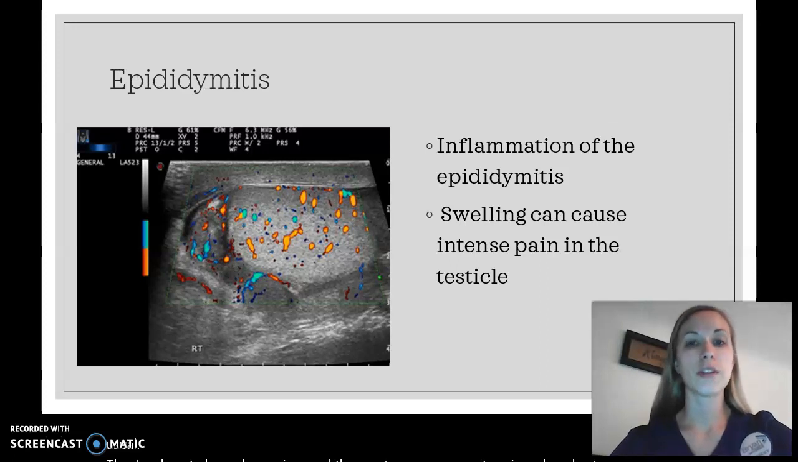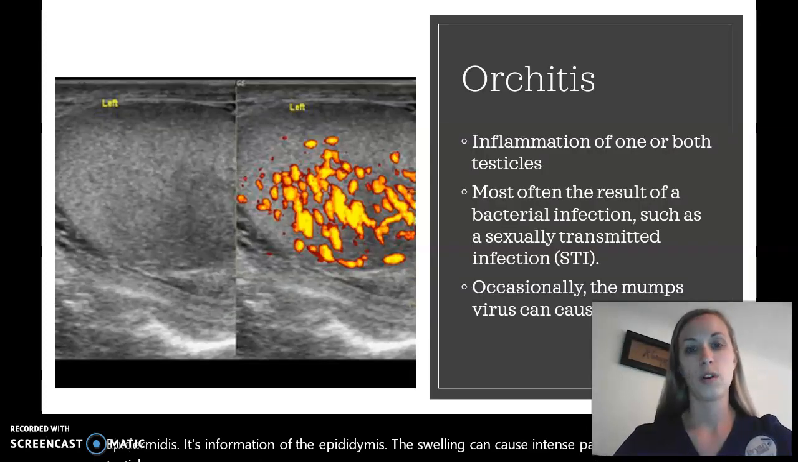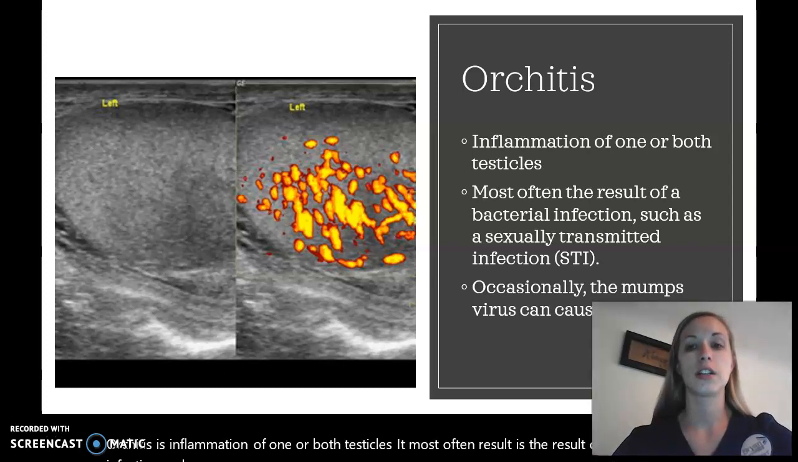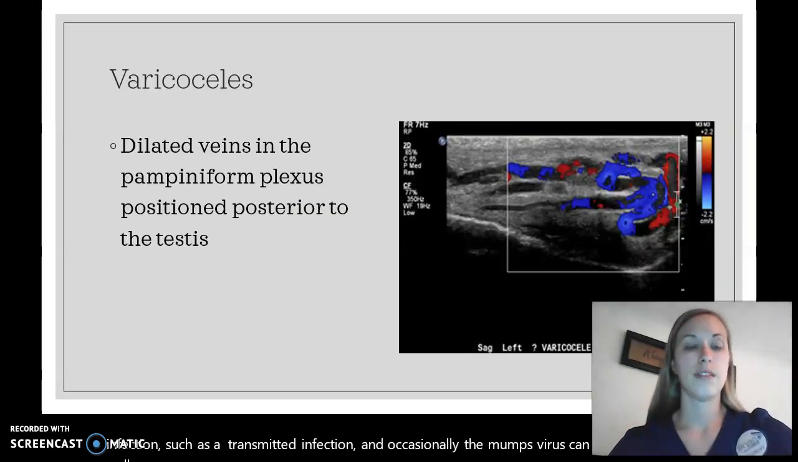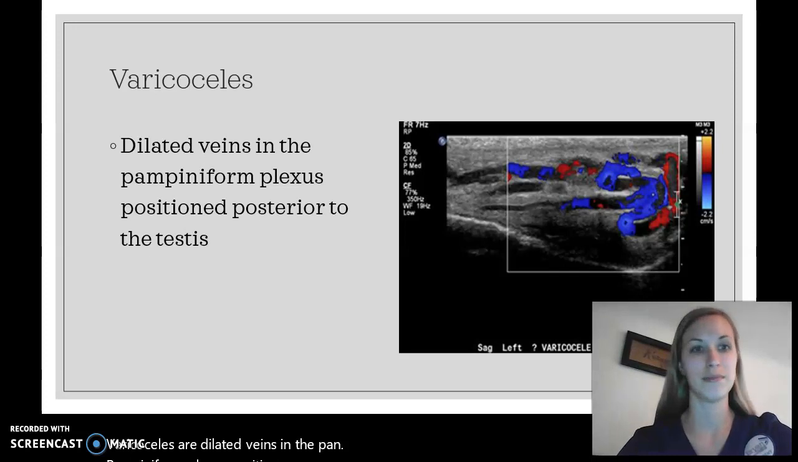Epididymitis. It's inflammation of the epididymis. The swelling can cause intense pain in the testicle. Orchitis is inflammation of one or both testicles. It most often is the result of bacterial infections, such as a sexually transmitted infection, and occasionally the mumps virus can cause this as well. Varicoceles are dilated veins in the pampiniform plexus, positioned posterior to the testes.